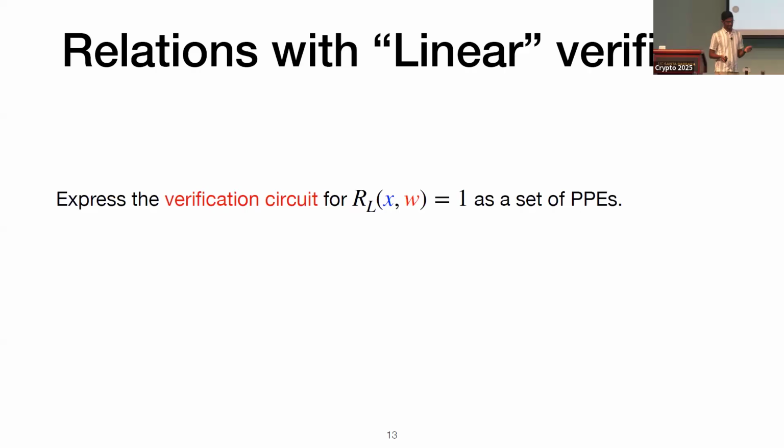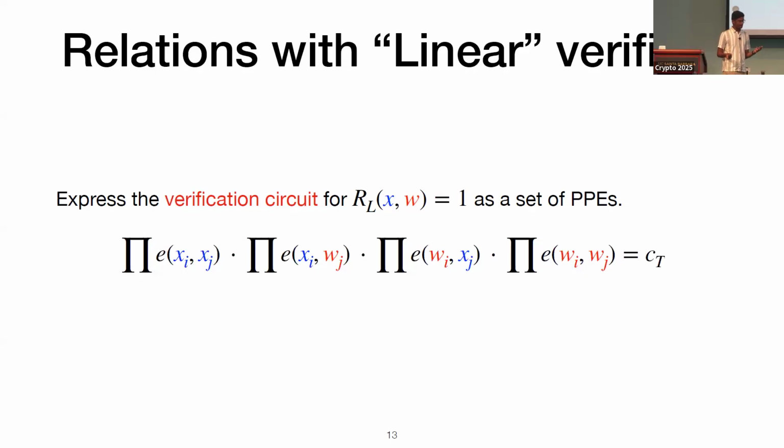What do I mean by linear? Take your relation and express it as a set of pairing product equations, where you have 4 types of terms: statement variables getting paired with statement variables, statement variables getting paired with witness variables, and witness variables getting paired with witness variables. I'm going to say that this pairing product equation has linear verification if this 4th type of term never occurs.